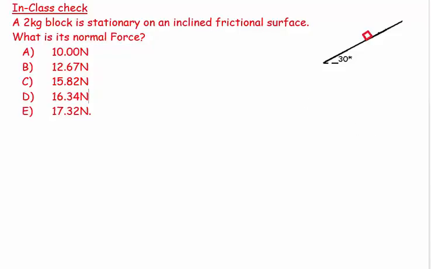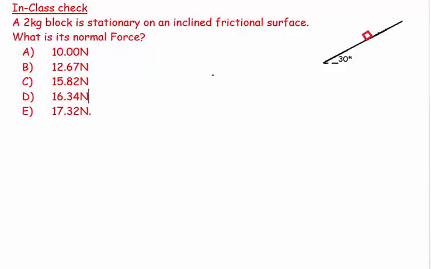Welcome. So here's a question. It says a 2 kilogram block is stationary on an inclined frictional surface. It's really a frictional interface. Both materials affect the friction, both the block's material and the slope's material, but we can call it a frictional surface, meaning there is friction there. And what is its normal force?